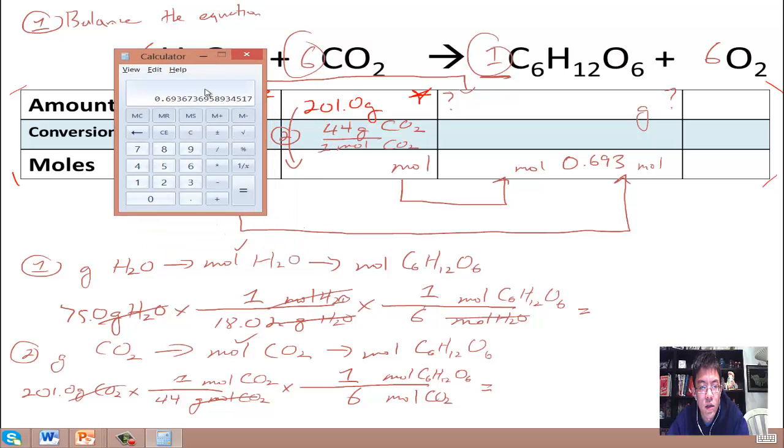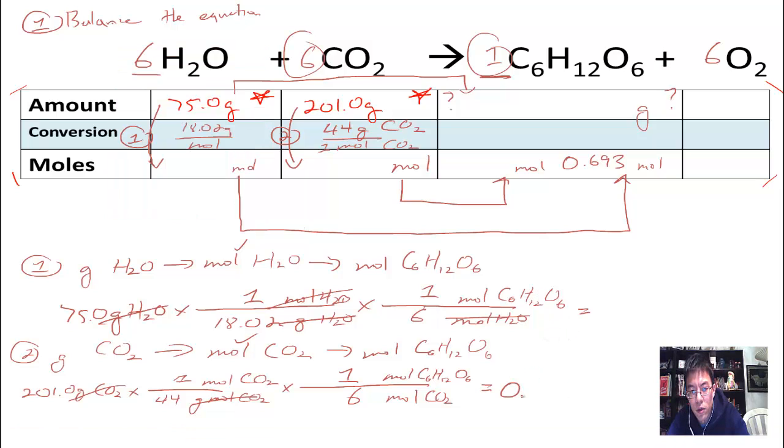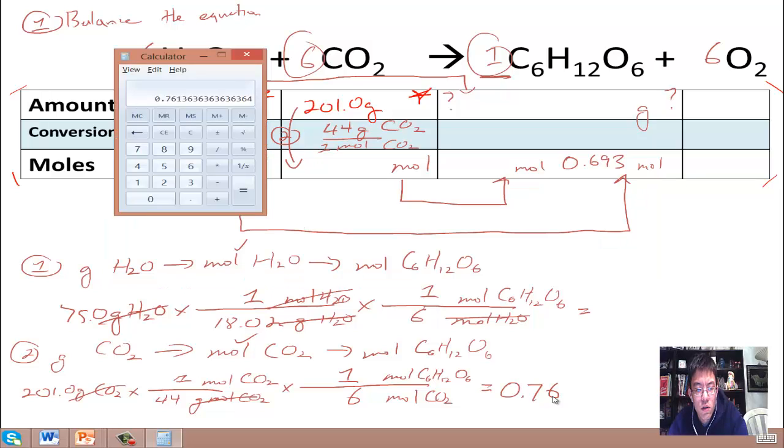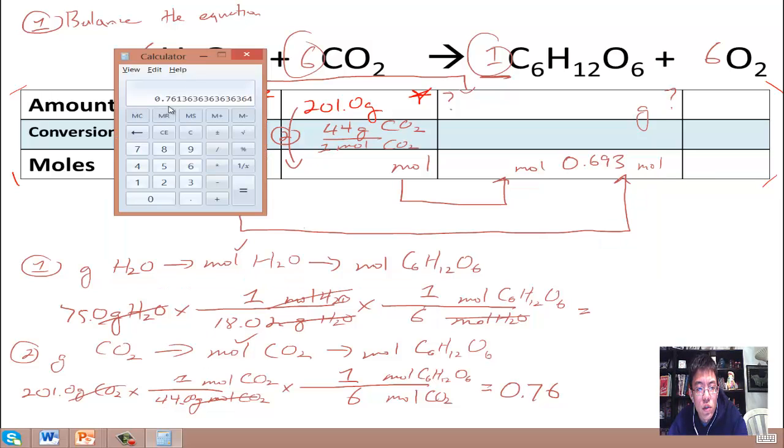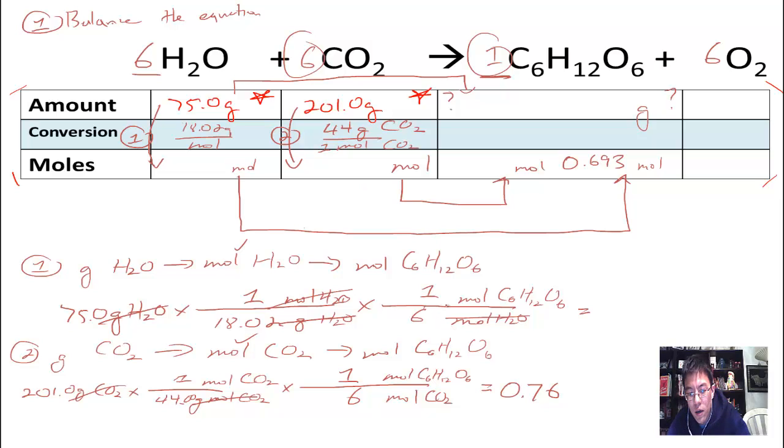And then I can calculate this as well. With my calculator, I'm going to take 201 divided by 44, and then divide that by 6, which gets me 0.76. But I need 4 sig figs, and theoretically this was 44.00, so 0.761 moles of C6H12O6. Let's plug that in right here, 0.761 moles.